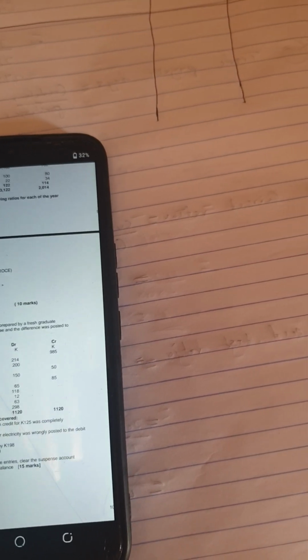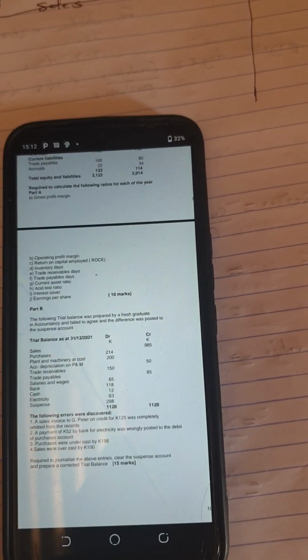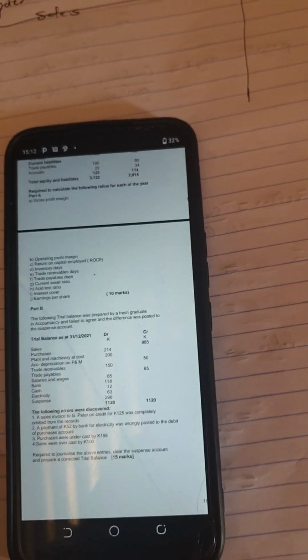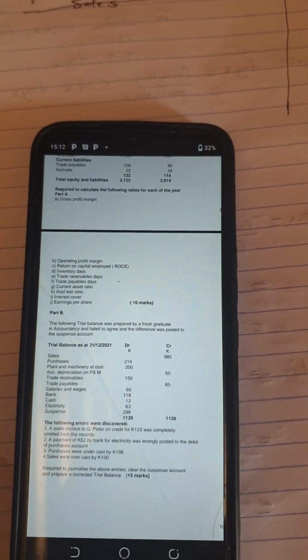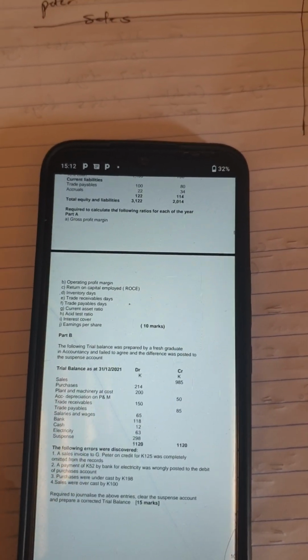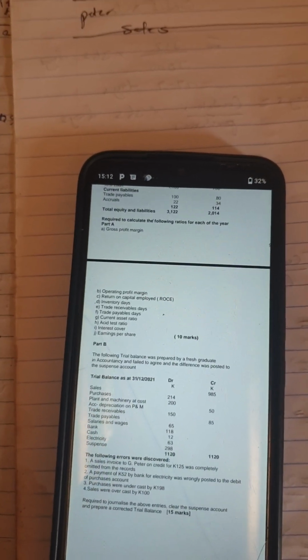Next, a payment of 52 by bank for electricity was wrongly posted to the debit of purchases account. So in this case, they paid for electricity, but they debited the purchases account. This entry was not supposed to be entered in the purchases account, and you know that purchases is a debit entry. So if they posted it on the debit side, it doesn't belong to the purchases account.